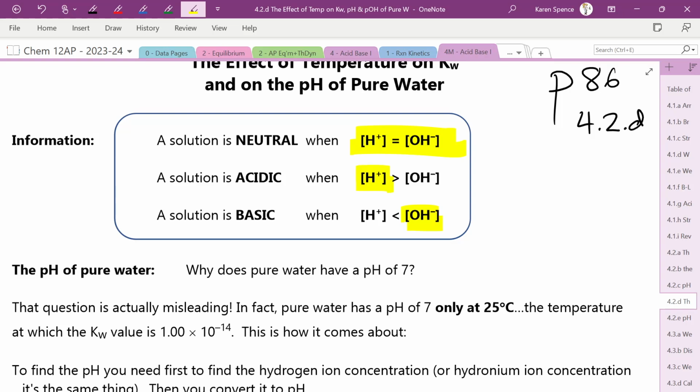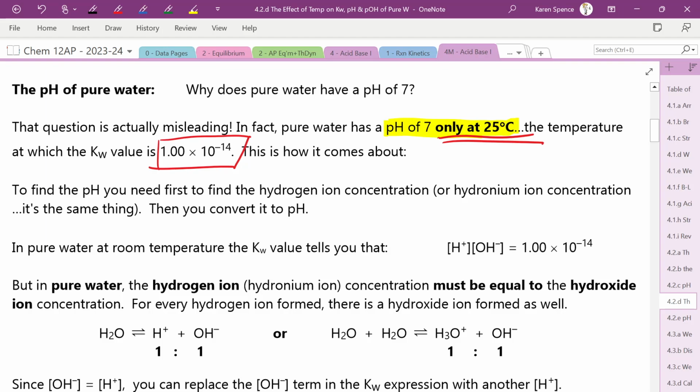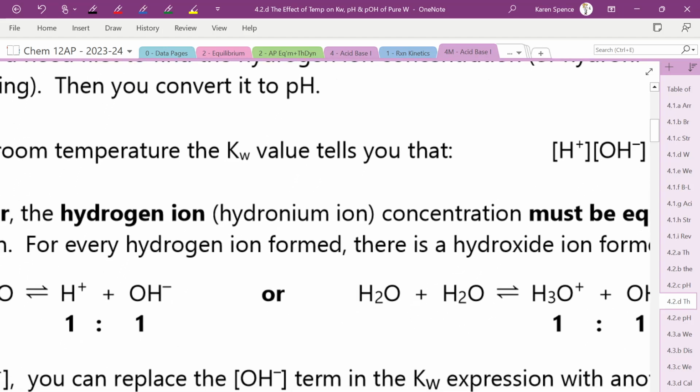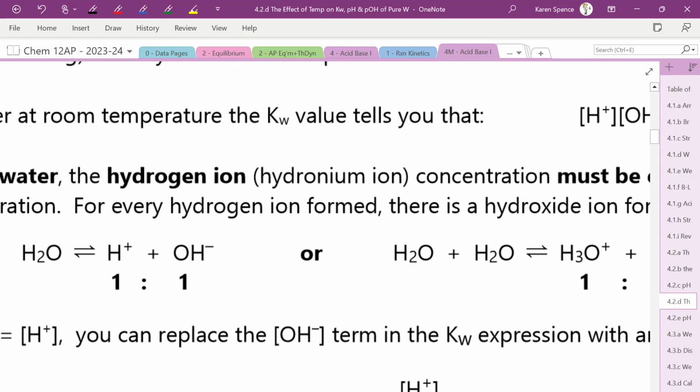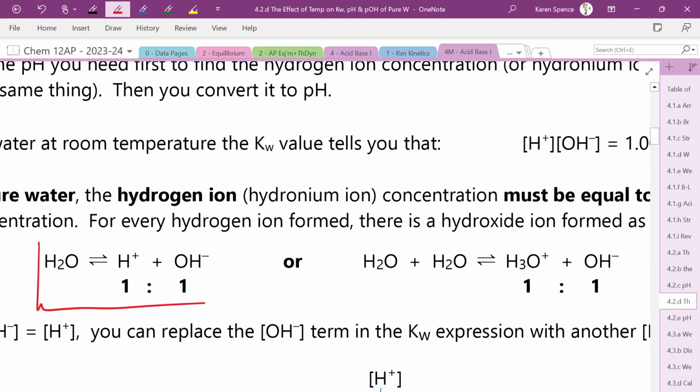I think you guys are familiar with it at this point. It only has a pH of 7 at 25 degrees Celsius. Okay, and that's because, of course, your Kw value is equal to 1 times 10 to the negative 14. And if we were to draw the, what do we call this equation here? What is this equation called? Autoionization of water. So if you write that out, you can write a K for that.